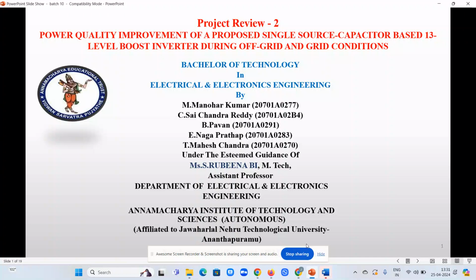Hello everyone, myself Pawan Bodogala from Annavachar Institute of Technology and Sciences, and I am here to give a presentation on power quality improvement of a proposed single source capacitor based 13 level boost inverter during off-grid and grid conditions.